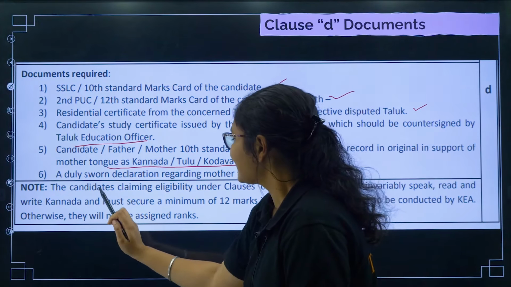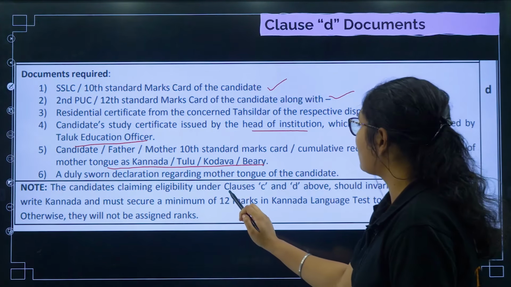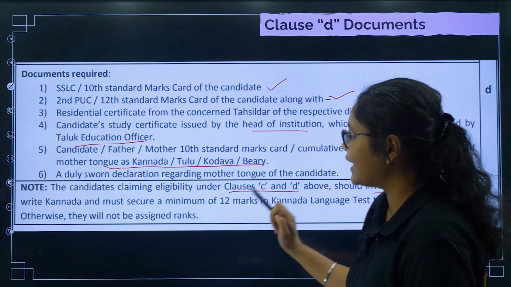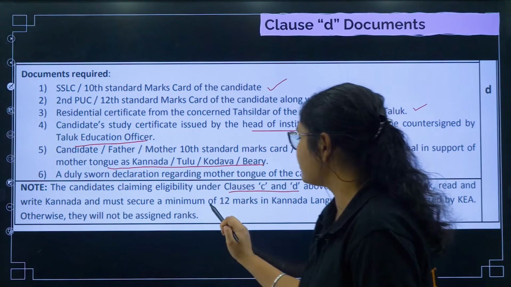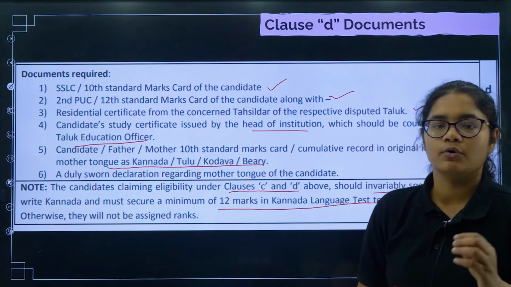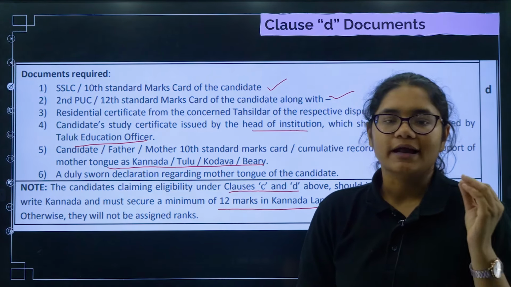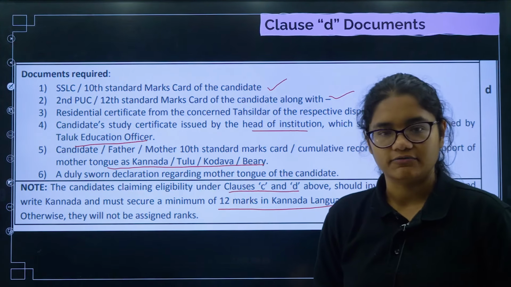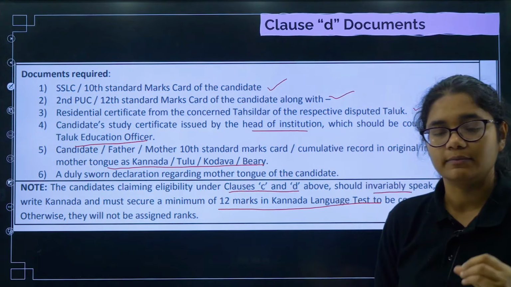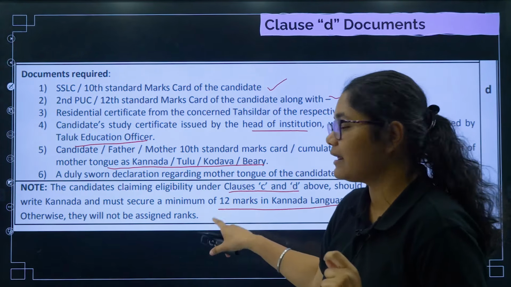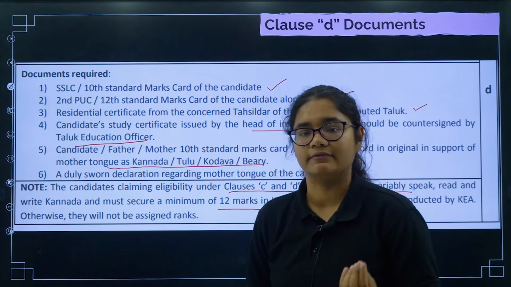Here important, candidates claiming eligibility under clause C and D above should invariably speak, read and write Kannada and must secure a minimum of 12 marks in the Kannada language test. So if you are claiming that your mother tongue is Kannada but you were outside Karnataka, staying in different regions, then you should be able to read, write and speak Kannada and also should be able to get 12 marks or above in your Kannada language test.